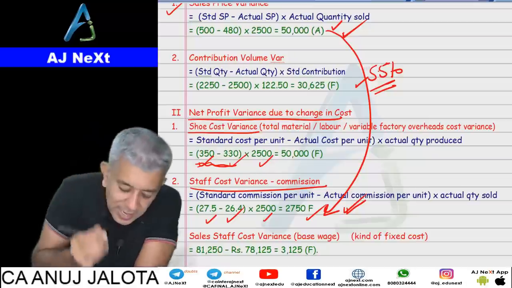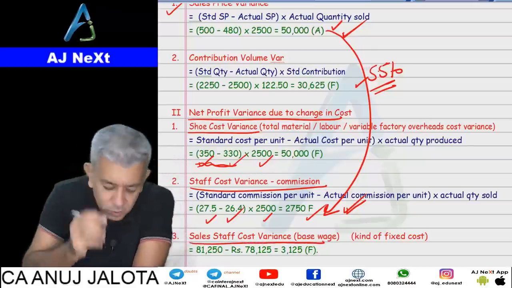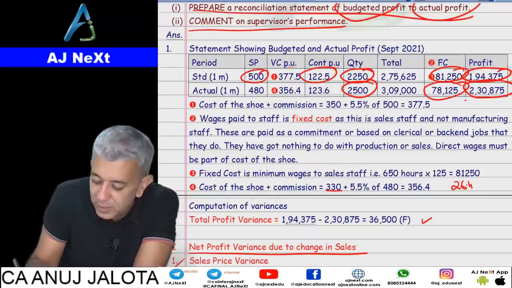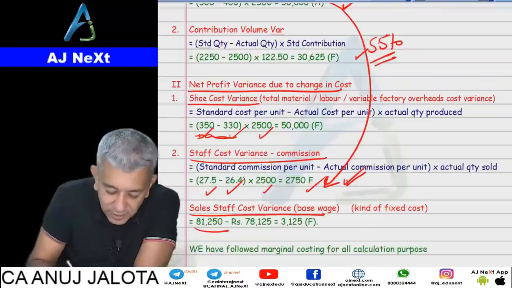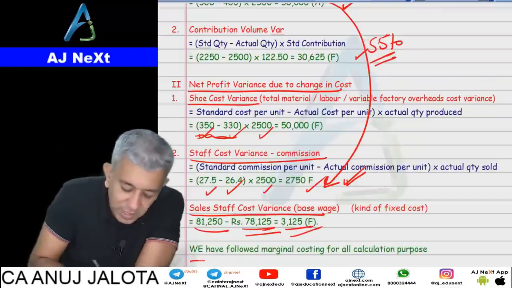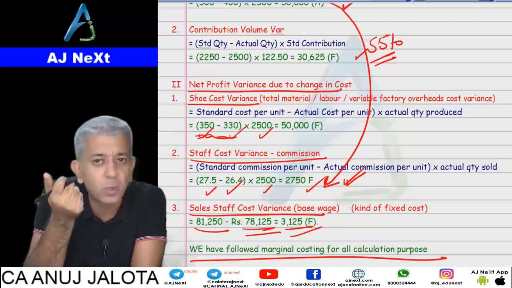And lastly, sales staff cost, wages, this is your fixed overhead expenditure, right? So you should have incurred 81,250, that is this figure, but in this case you incurred 78,125. So 3125 favorable. We have followed marginal costing for all calculation purposes. Better to write that as a note, although ICAI has not done that.